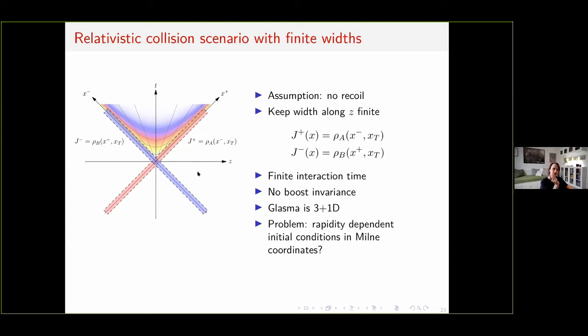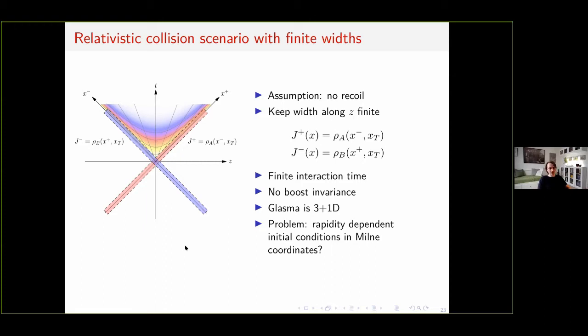Because this finite width is related to the Lorentz contraction. And if the nuclei are not at infinite energies, then they also should have a finite width. What this means is that in the first stage, we keep this x minus and x plus dependence completely general. Maybe say that it's confined to some smaller region, but it's not infinitesimal anymore. And then what of course changes is that, at least in this Minkowski diagram, this interaction region has some finite extent. So also the time during which the nuclei can interact becomes finite. And since now this isn't a single point anymore and you can boost things, and of course the widths will change when you boost along z, then you don't have any boost invariance anymore. So the Glasma inherently becomes three-dimensional.